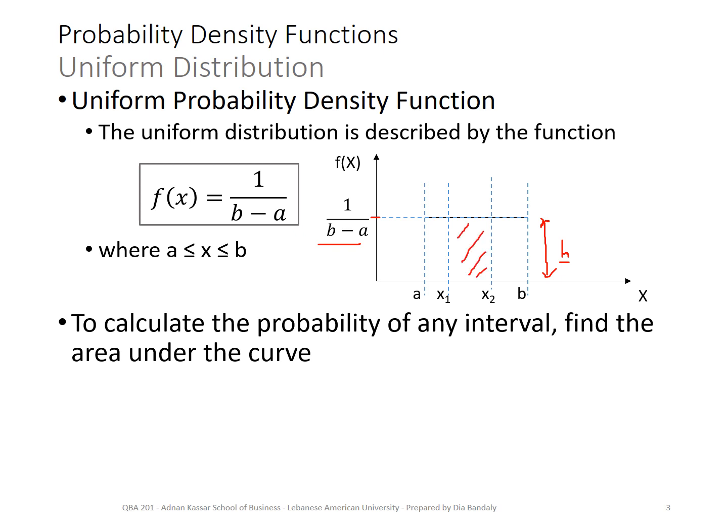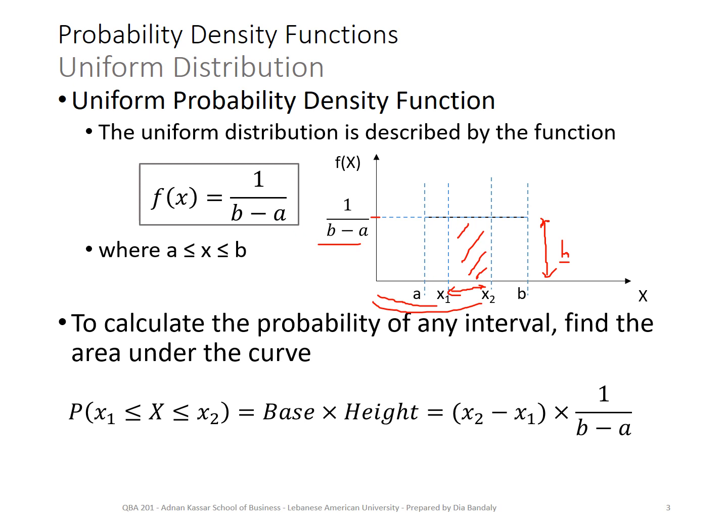And what's that area? It's a rectangle, so it's equal to the height, 1 over b minus a, times the base, which is x2 minus x1. It will give me the base, and here we go. This is how we find it. Very easy.